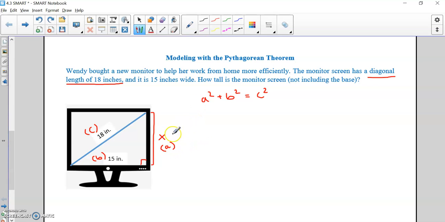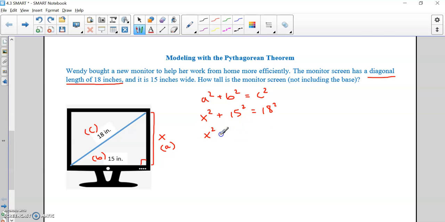Okay, so now that I've done that, I can go ahead and plug things into my formula. So instead of a squared, I'll write x squared. If you left that a squared, I wouldn't really care. A variable is a variable, but since we have an x, I'm just going to put an x. Okay, our b is 15, so next is 15 squared. And then our c is 18, so 18 squared. Okay, if I ever tell you to set up the Pythagorean theorem, you have to make sure all your pieces are squared.